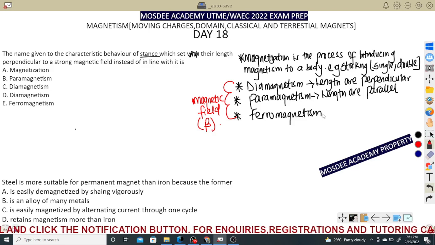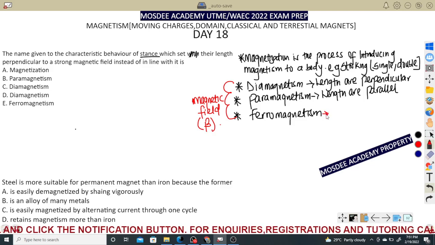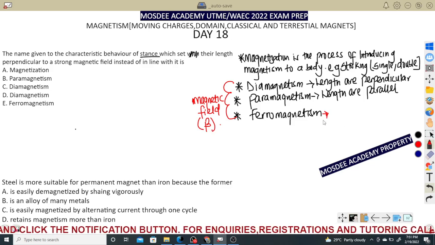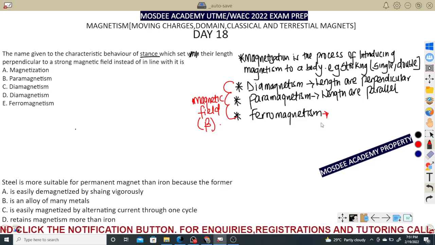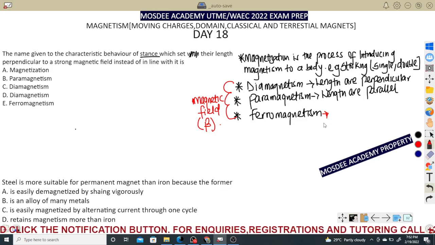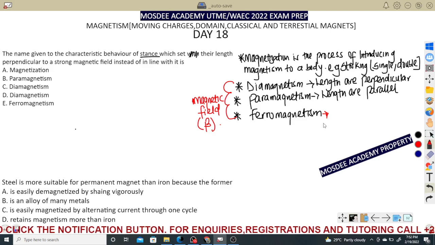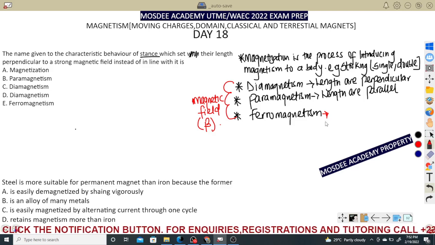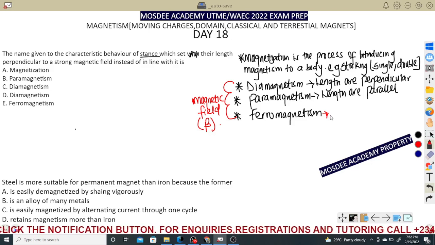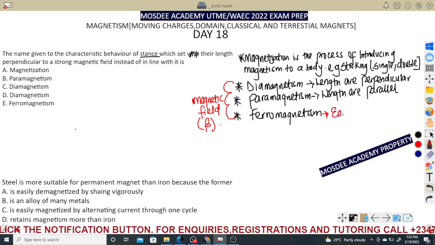So guys, the last one, which we also give the definition of property: these particular ones are very, very strong. They have the tendency of magnetizing a body that has a weak magnetic field. So they are just those bodies that easily magnetize in a weak magnetic field. That is the definition I'll give to you.